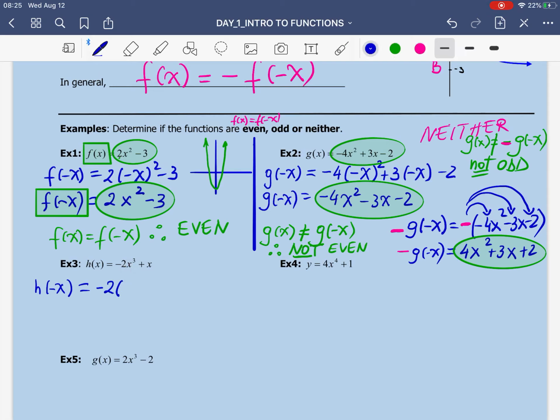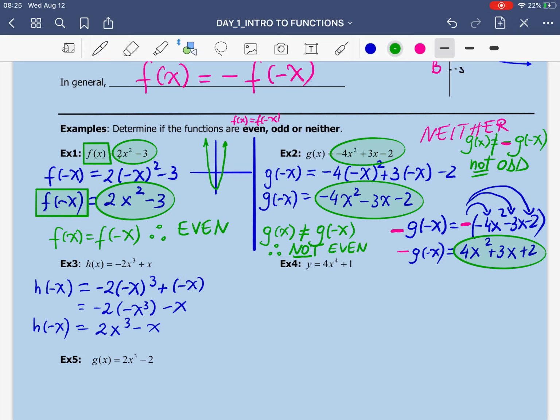So we have negative 2, negative x to the power of 3, plus, okay, I see x again, so negative x. Now negative x to the power 3, since the exponent is odd, will give negative x cubed. Plus minus x is minus x. We have two minuses multiplying each other, so that will make a plus 2x cubed, and then minus x. So we're going to say that h of negative x is 2x cubed minus x.